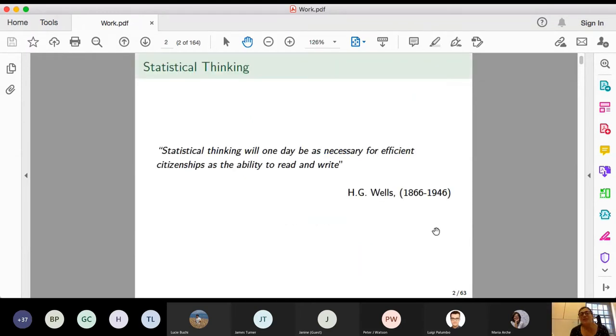So I start here with a quote from a famous British writer, H. G. Wells, though we don't know exactly when in his life he said it. I was trying to find the exact source, but apparently he said that statistical thinking will one day be as necessary for efficient citizenship as the ability to read and write. So I think here we can all agree that this is the case.